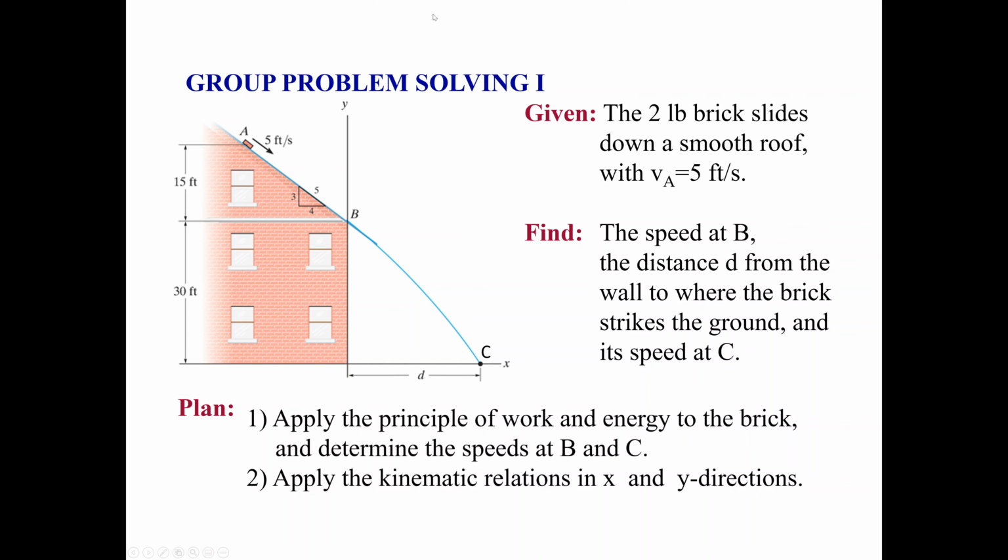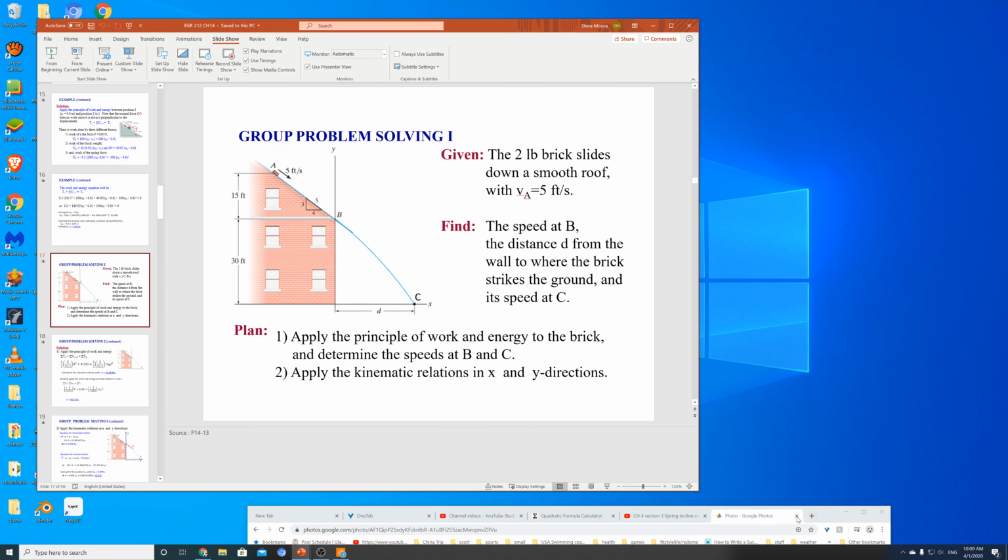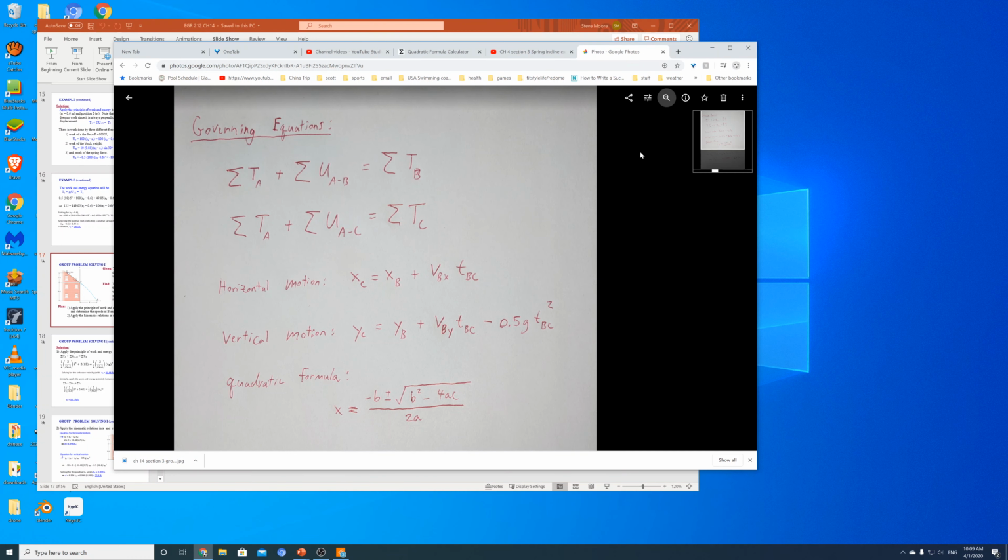If we go back here and pull this up, here are some of the governing equations we can use for this. We have our work and energy equation from going from A to B. Then we also have one from B to C, or we could go directly from A to C, and we have a work and energy equation associated with that. Our end result is we want to use this information to give us our velocity in the x direction, and use that velocity to determine our position in the x direction.